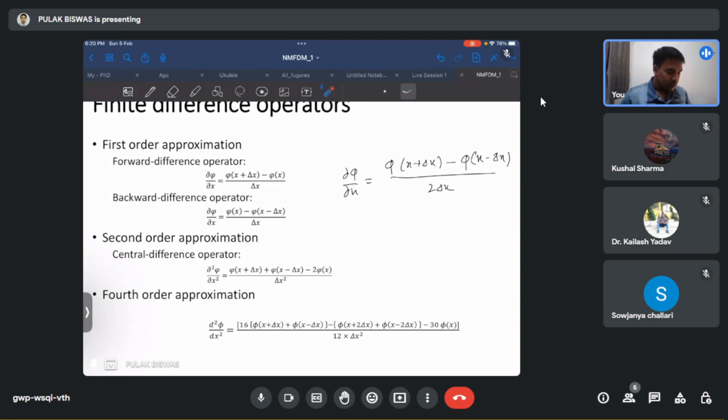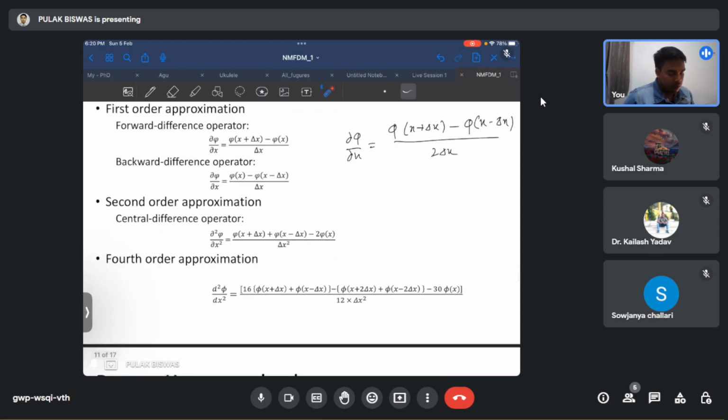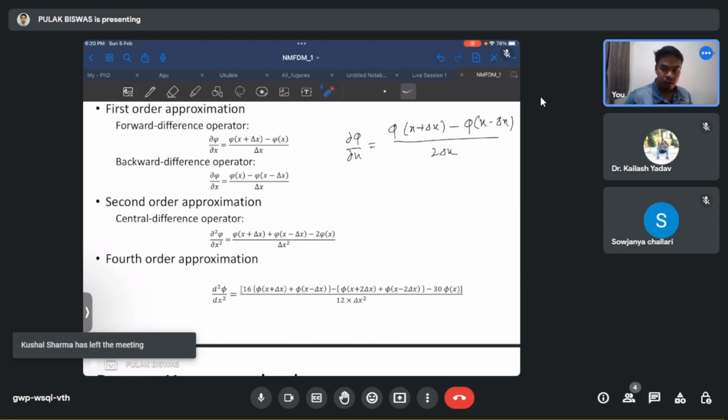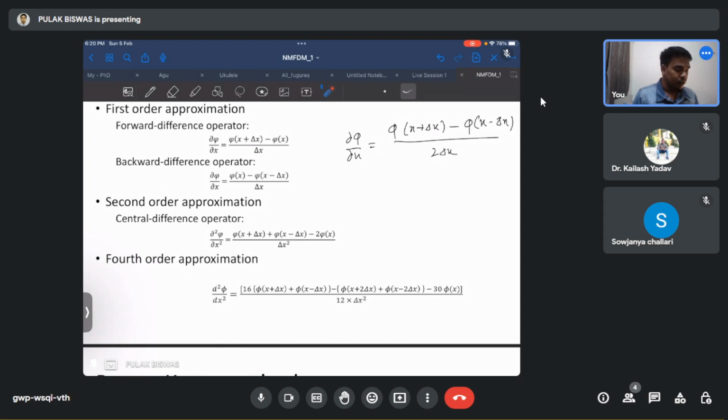Similarly, for the second derivative, we can use the central difference operator like this: one step ahead, one step back from the point of calculation, minus 2 times the function's value at the exact point. Similarly, other higher order derivatives can be calculated. This is represented for the fourth order approximation, which has this kind of expression.